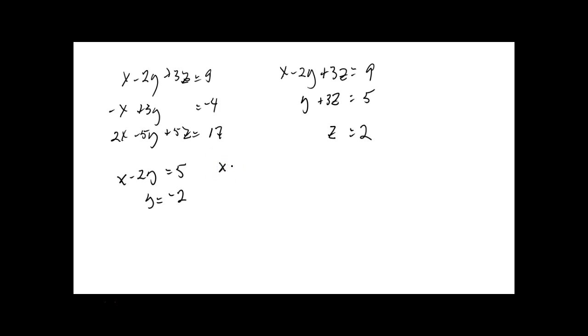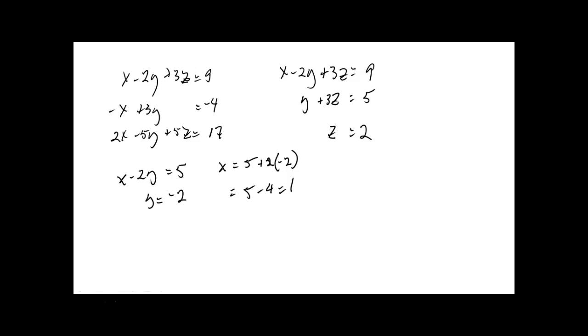X equal what? Okay, 5. X should be equal to 1. It's going to be 5 plus 2 times minus 2, right? That would be 5 minus 4, equal 1. Right? Okay. Now, let's make sure that is right.